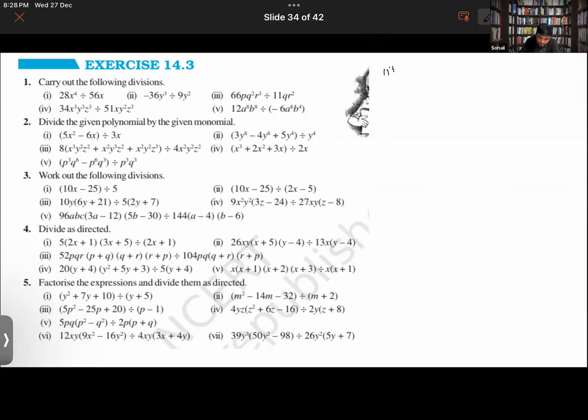Question number 3. So I'm writing directly, okay? 8x cube y square z square upon 4x square y square z square, plus 8x square y cube z square upon 4x square y square z.